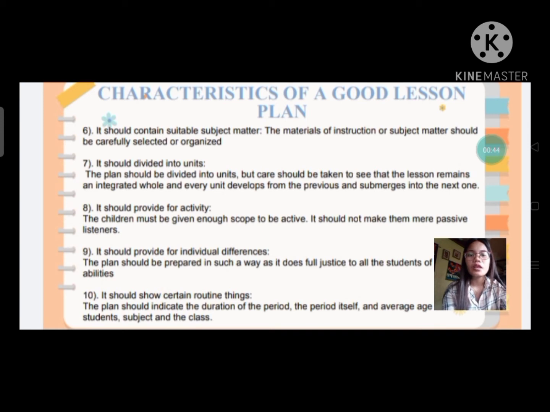Next, number 8, it should provide for activity. The children must be given enough scope to be active. It should not make them mere passive listeners. The children should have activity to test them, to make them cooperate and active. It should not be about accepting or allowing whatever happens or whatever others do without active response.